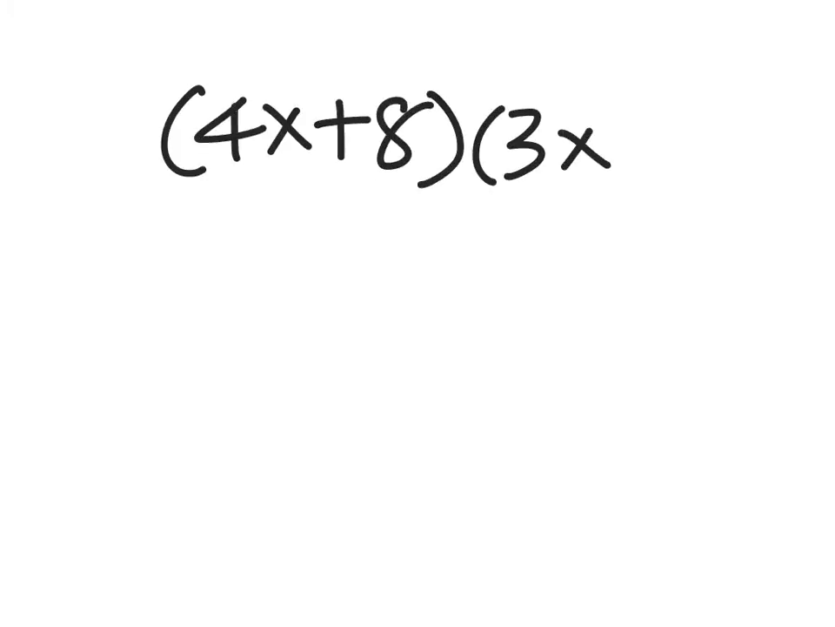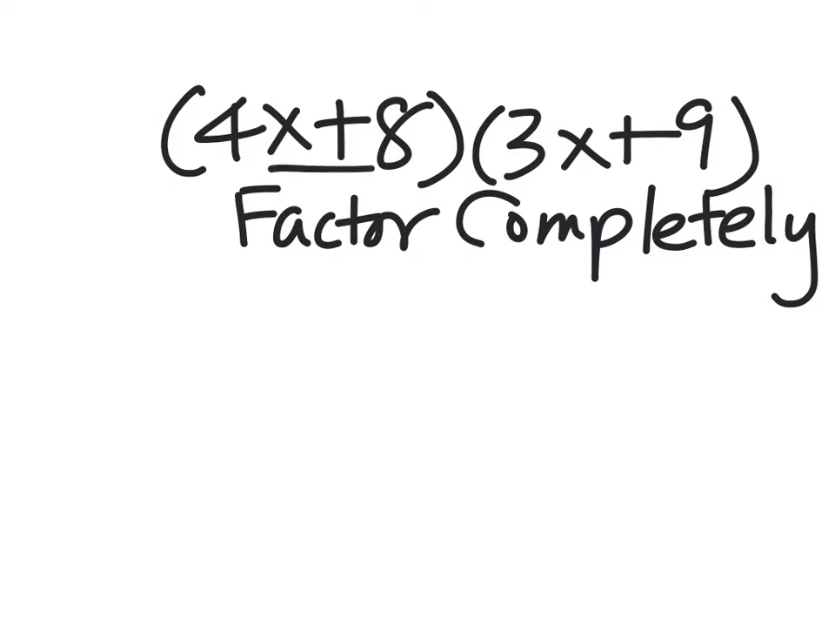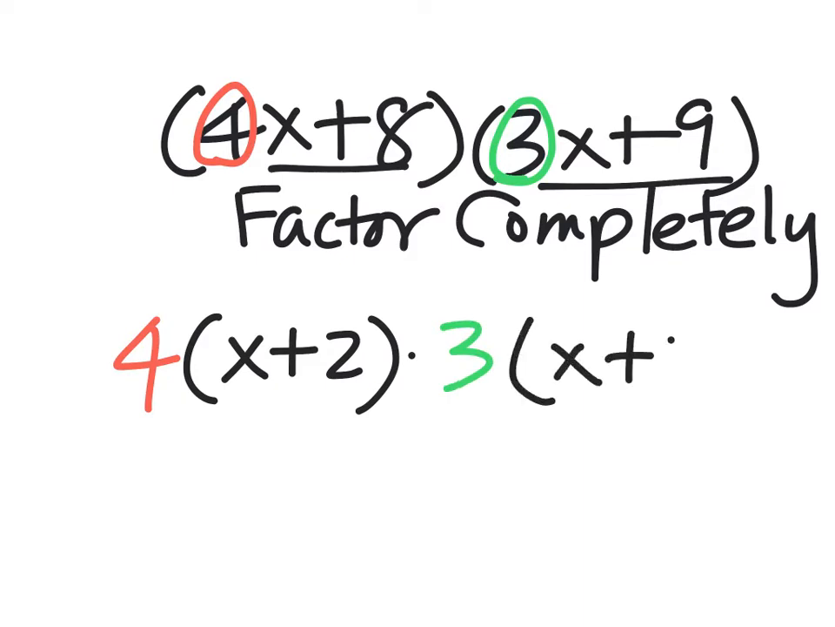For example, if I want to factor 4x plus 8 times 3x plus 9 completely, well, I need to factor completely this one. This is actually already factored, as some of you might notice. It is already in 2 binomial factors. However, inside each binomial, they each have their own common factor that has not been factored out. Here is the 4, and in the second binomial factor, 3 is the common factor. So if I factor out the 4 for the first binomial, then I will have x plus 2 here. And if I factor out the 3 for the second binomial, I'll have x plus 3 here.